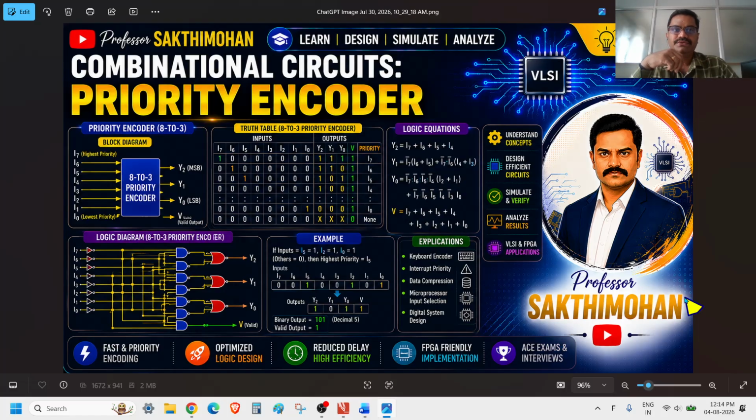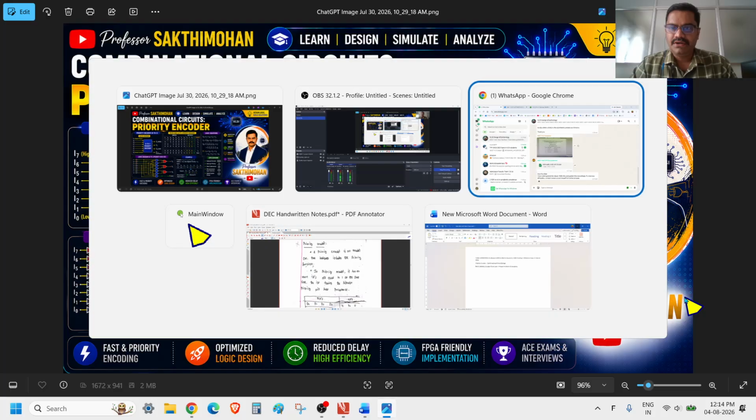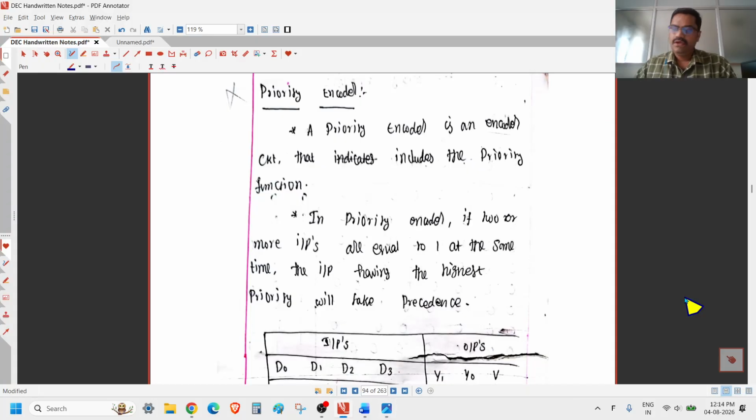Today we are going to discuss the content of combinational circuit design, in particular the priority encoder design. We have already discussed the multiplexer, demultiplexer, and encoder and decoder concepts. This is a special unit of encoder design. We'll discuss it one by one with the content screen. I hope you can see the content screen.